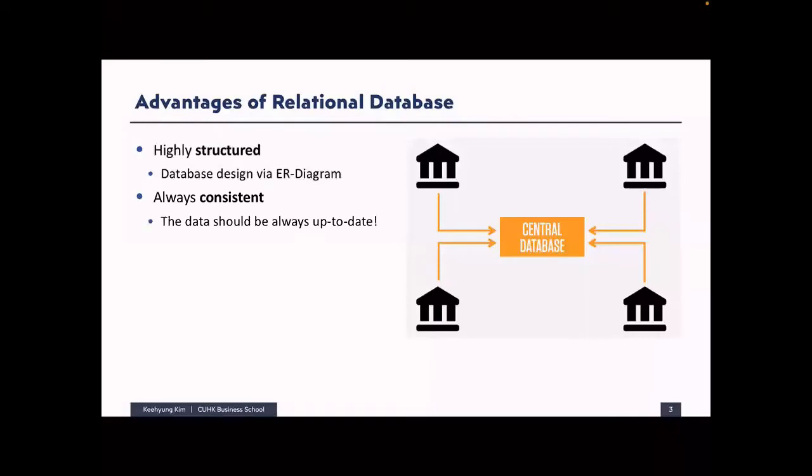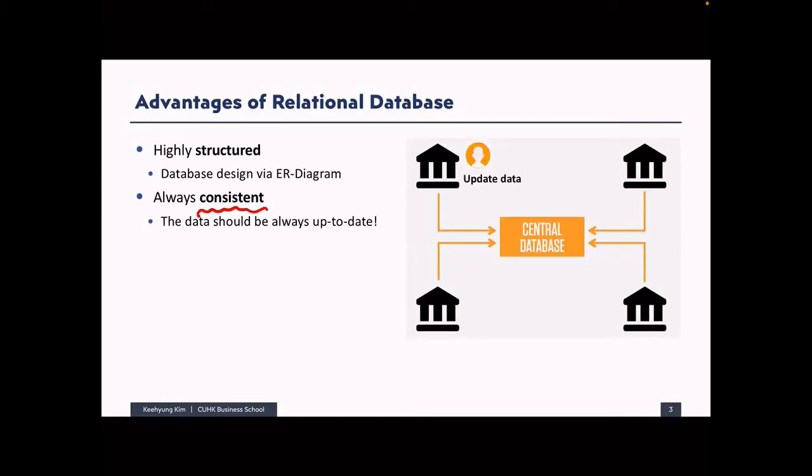Another important advantage of a relational database is that it's always consistent. The data stored in the system should always be up to date. That's one of the main important concepts, and the main thing a relational database does. We didn't talk much about this concept before, but the main reason why people use relational databases is consistency. It's one of the important database principles people talk about.